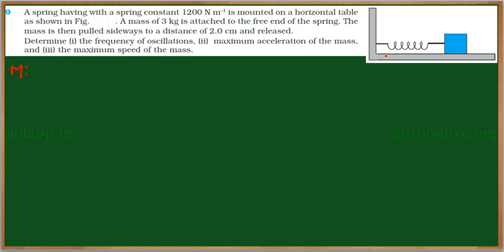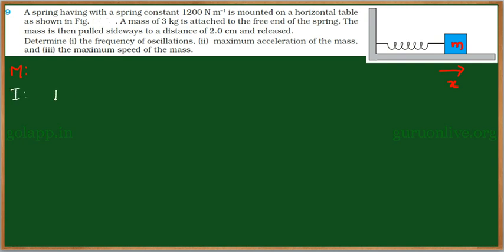Our motive is, we have a spring and one end of the spring is attached at a constant end and one is attached with a mass. If you take this mass to some x distance and if you release that one, the spring shows some oscillations. So from this phenomenon we need to observe the frequency of this oscillation, the maximum acceleration attained by the mass and the maximum speed attained by the mass. That is our motive. Now come to the investigation part.